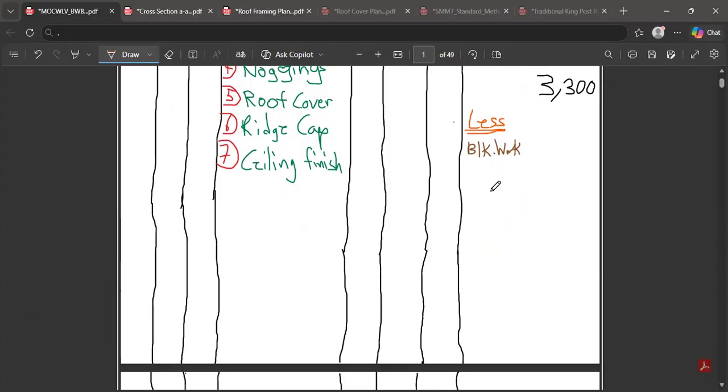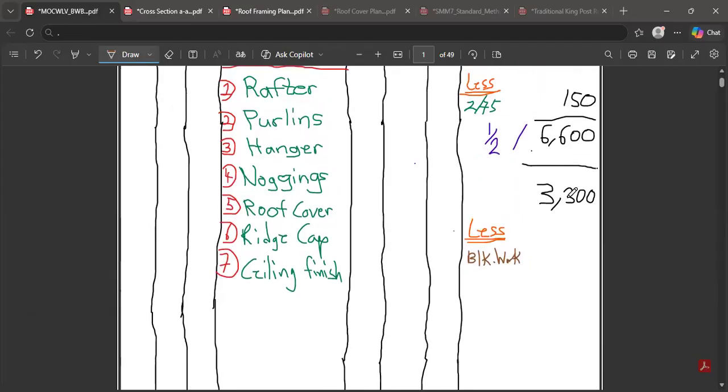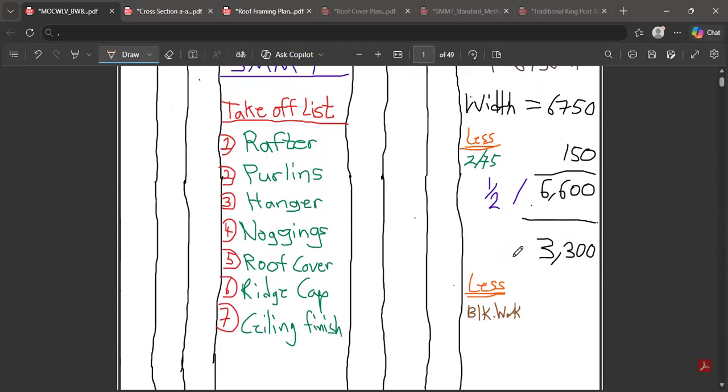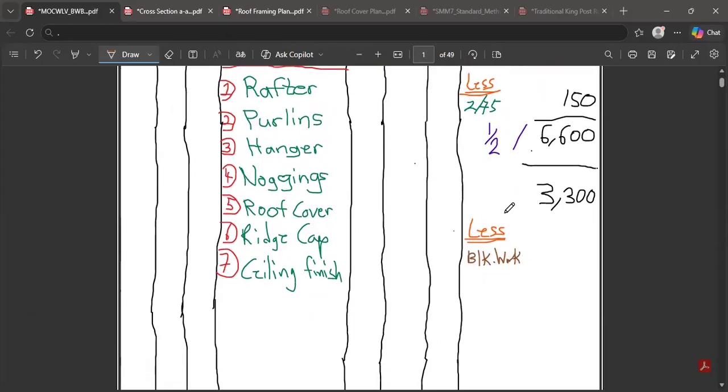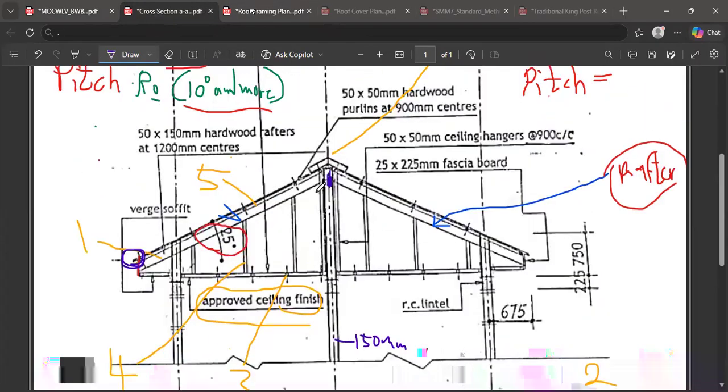But now I want you to know something. And what must you note? This 3300, is it for the two rafters or just one rafter? It's for one rafter. Thank you very much. So how many are we going to subtract from this 3300? One. No, this time the 150, so it's going to be just 75. Do you understand me? It's just going to be 75.